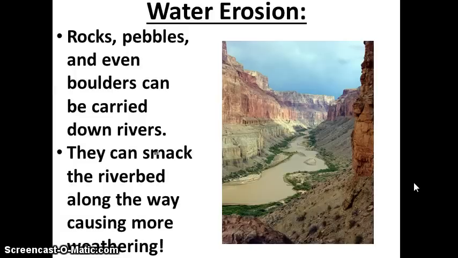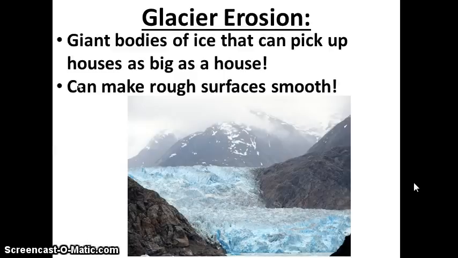Water erosion, we look back at the Grand Canyon. It's probably our best and easiest example of that to see, where we can look at rocks and pebbles and boulders being carried downriver, and as they smack into and hit off of the riverbed, they keep causing more weathering and breaking down of the rock.